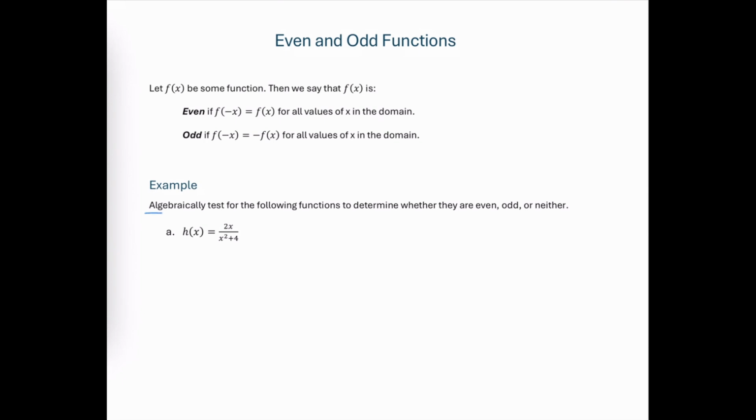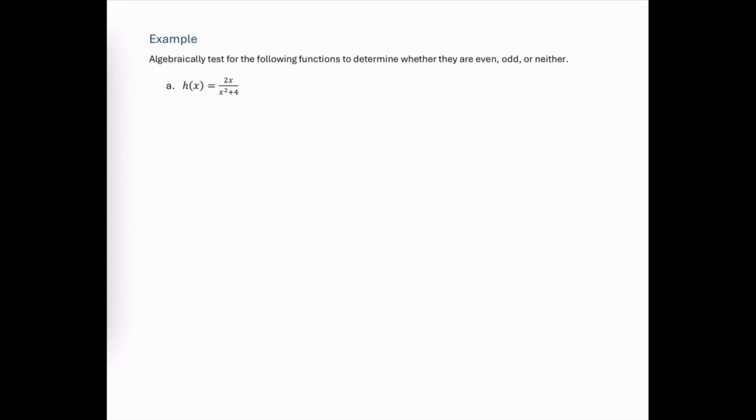In order to algebraically test to determine whether a function is even, odd, or neither, we'll simply plug negative x into that function and then analyze what the result is. If we get the exact same function that we started with, then we say that that function is even. If we get the exact opposite of the original function that we started with, then we would say that that function is odd.